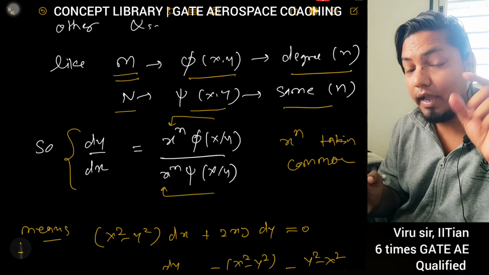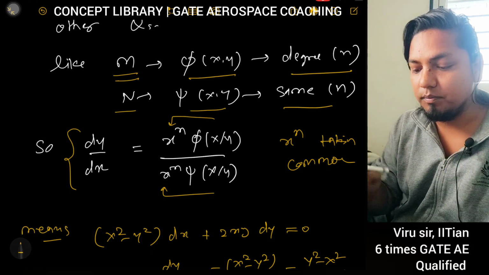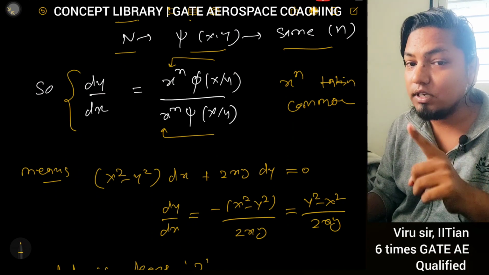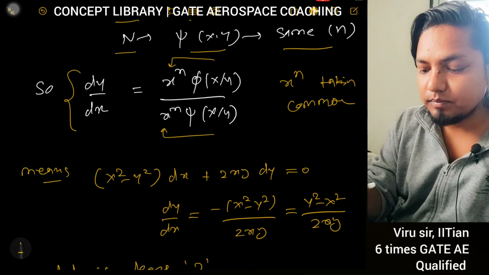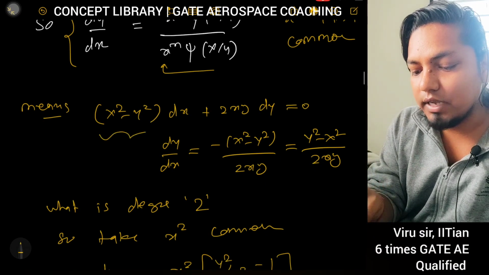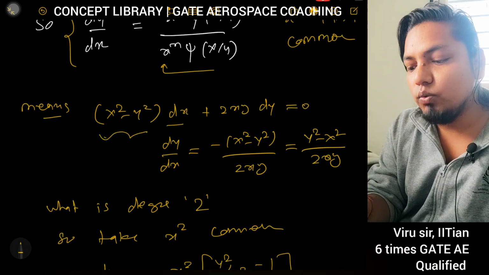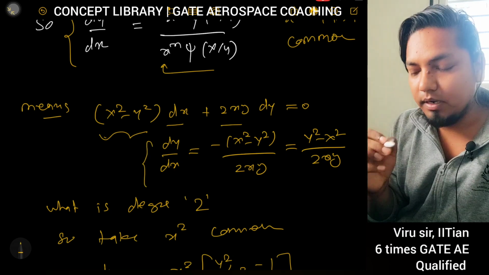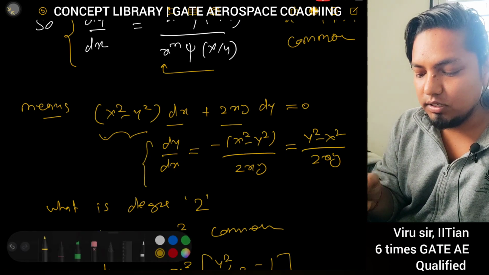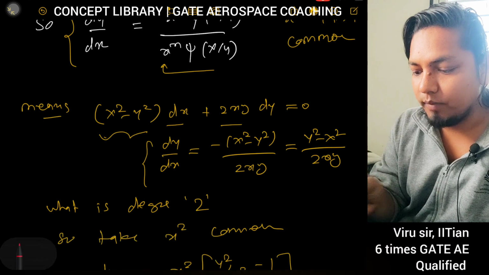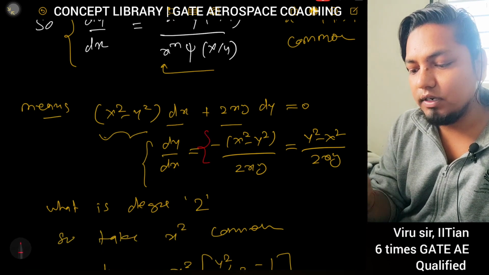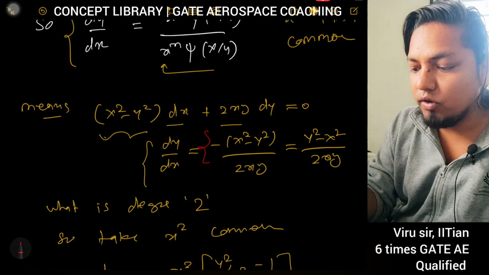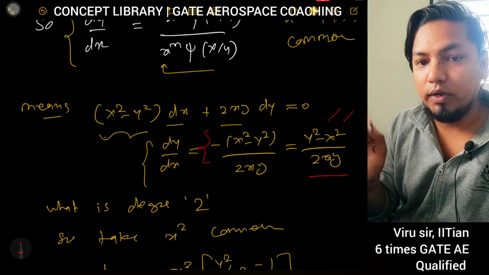How will you decide n? n is the degree. In the question itself it will be visible. Don't be confused, I am not talking about the degree of the differential equation, but the degree of the coefficient. So actually the question was x square minus y square dx, 2xy dy. Now write it down as dy by dx, which is minus x square minus y square by 2xy. Now send that minus sign inside, it will become y square minus x square by 2xy.